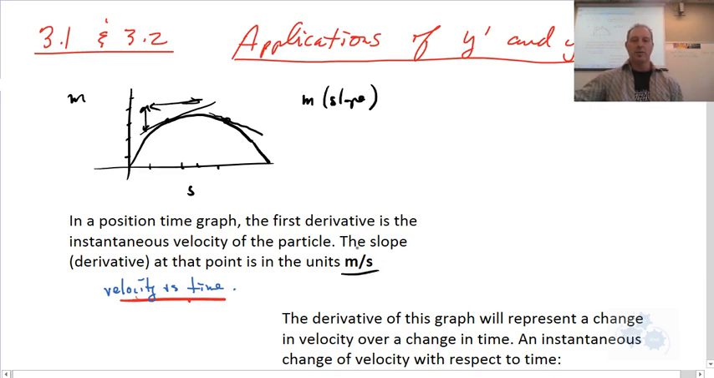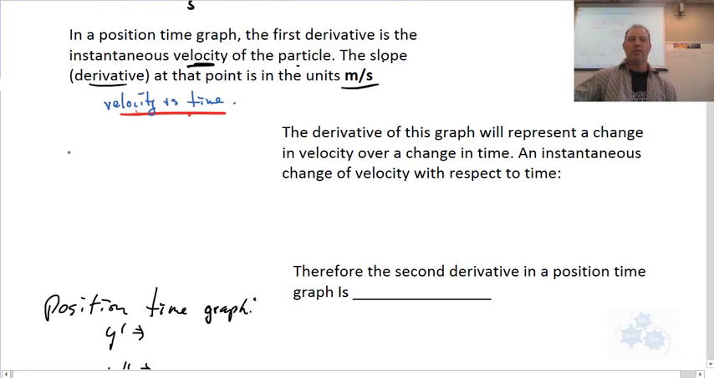And I've got that written down here. So in a position time graph, the first derivative is the instantaneous velocity of the particle. The slope, or the derivative, at that point is in the units meters per second. So consider another graph, a velocity versus time graph. So this is now meters per second per second. Let's say we start off at 0, and the velocity increases over time and then stays steady, and then this object goes down to 0 meters per second.